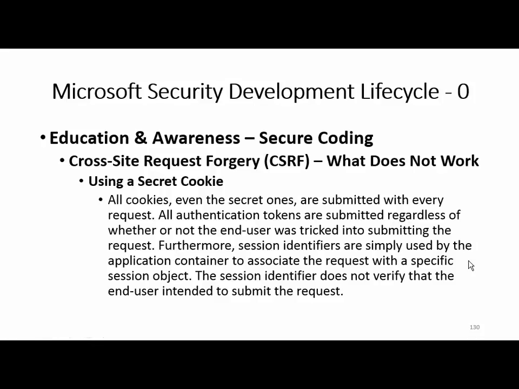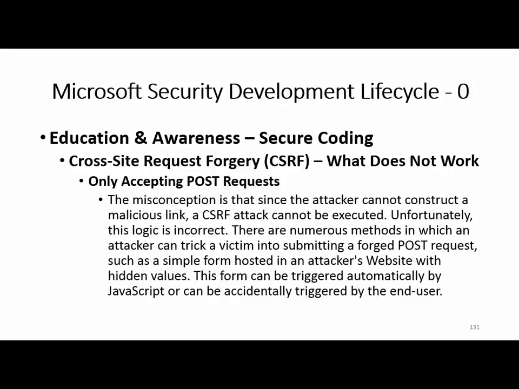What doesn't work for trying to fix this? Some people think, well, I'm going to have a secret cookie, and I'm going to submit that, and that'll solve the problem because I'll put the extra information in there. That's not right, because all cookies are submitted with each request. Whether or not the user was tricked into submitting the request is irrelevant. Another idea is only accepting post requests, in other words, not even allowing gets. As it says, there are numerous methods in which the attacker can trick a victim into submitting a forged post request, just like a get.